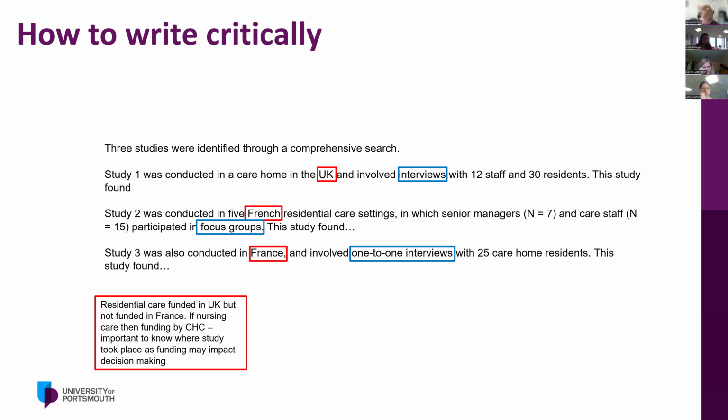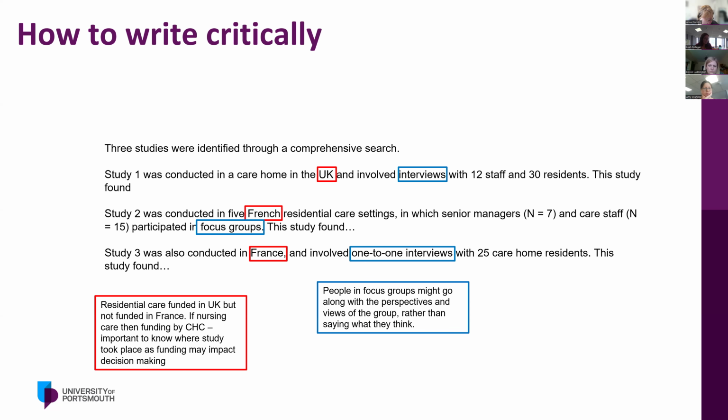Next, we can see that we describe the methods, but why does the reader need to know that one study conducted focus groups, whereas the other two conducted interviews? You might then start to think back to your critical appraisal of the literature you did at an earlier stage, and would these methods of data collection have impacted the accounts given by participants? Again, you can make a little note of that and put that to one side.